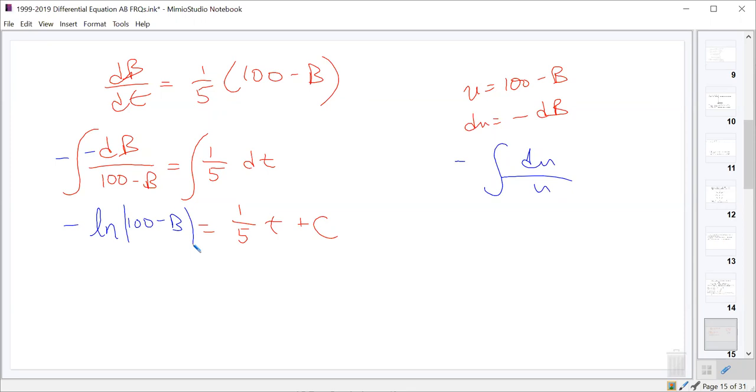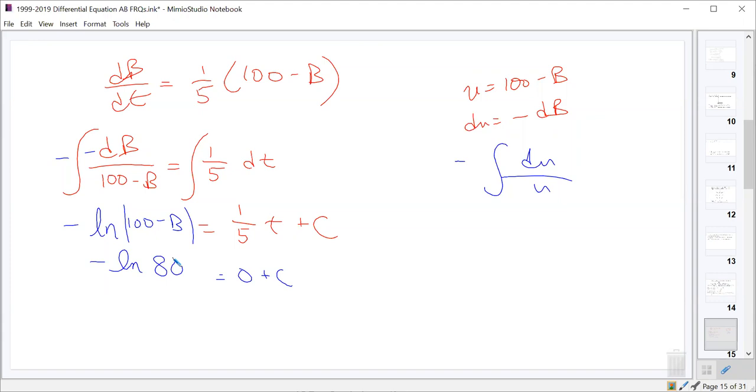Okay. Up to this point, that's worth 1 point for separating the variables, 1 for the 2 correct antiderivatives, 1 for writing plus c. So 3 points so far. Fourth point is for finding c. So we know that when t is 0, the weight is 20, is that right? So we end up with negative natural log 80 equals our constant. There's your fourth point right there.